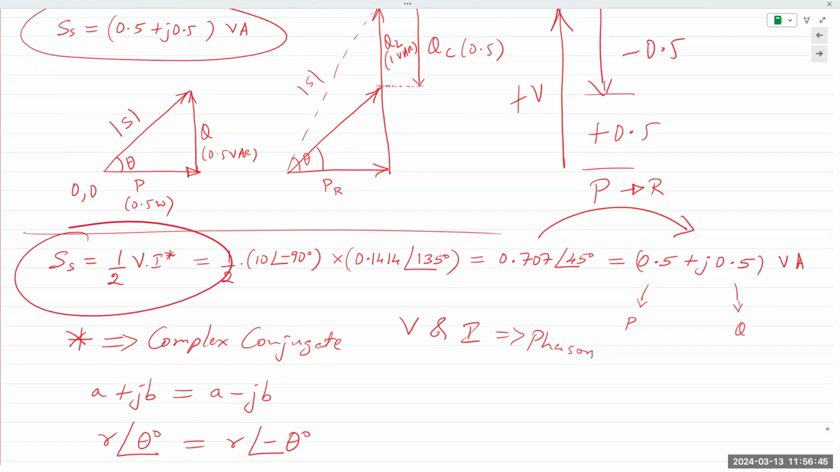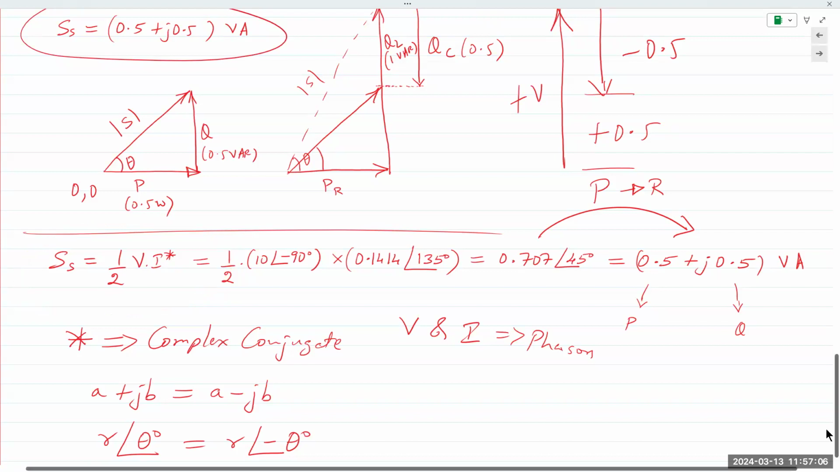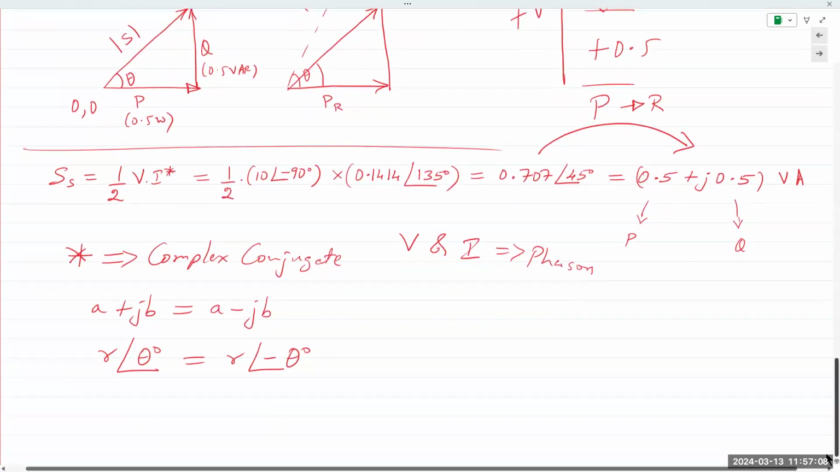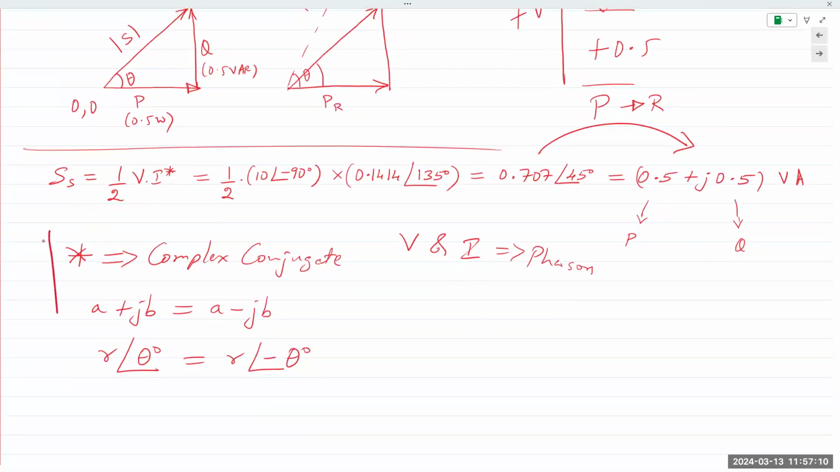But I asterisk refers to the complex conjugate of I. That asterisk is only referring to I. Okay, it's not for V. But that asterisk refers to the complex conjugate of that quantity. So let's put that in perspective right here.